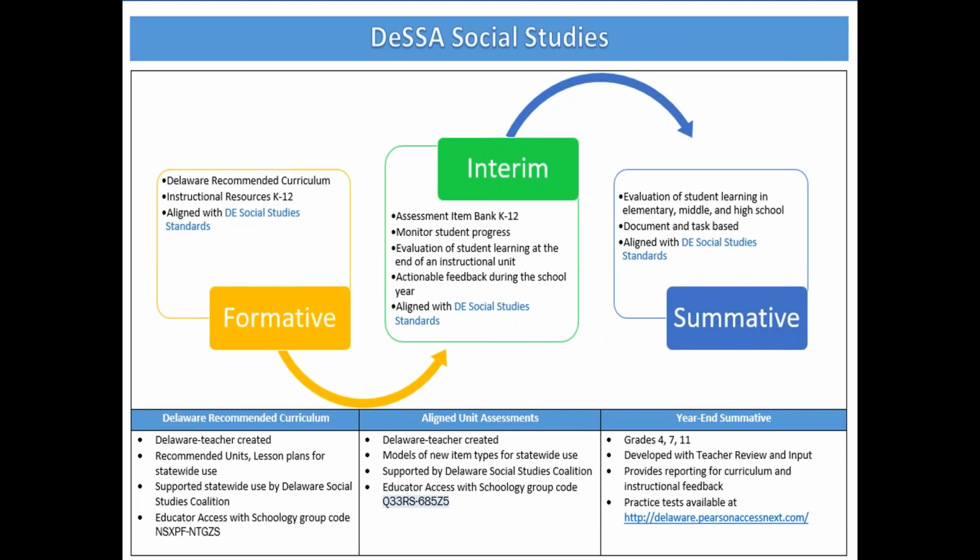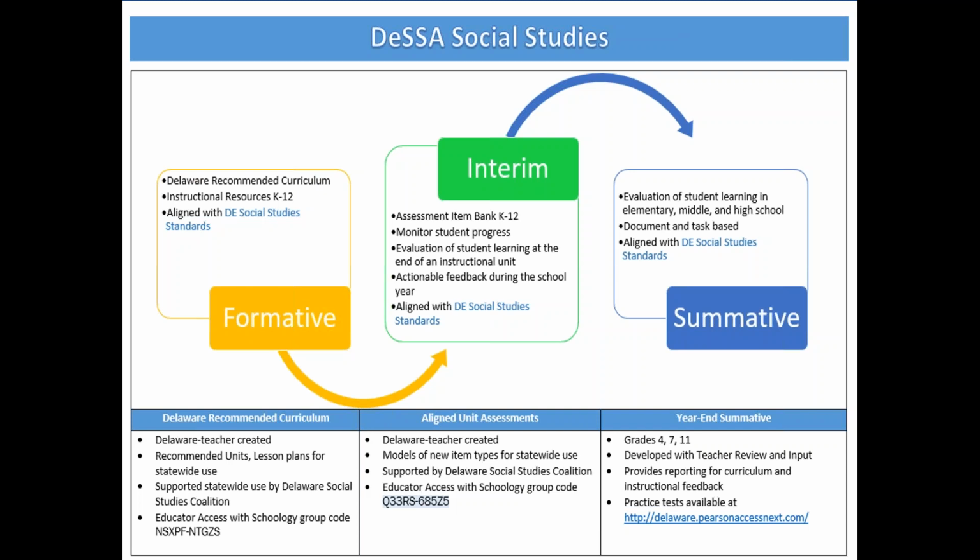As we shift into the green interim block, there are aligned assessments available for statewide use. You can join the Social Studies Coalition Assessment Bank Schoology group. The educator access code is at the bottom of the slide in the middle. You'll find assessments for grades K-12 that follow content standards. These assessments are designed to provide actionable feedback during the school year to monitor students' progress.